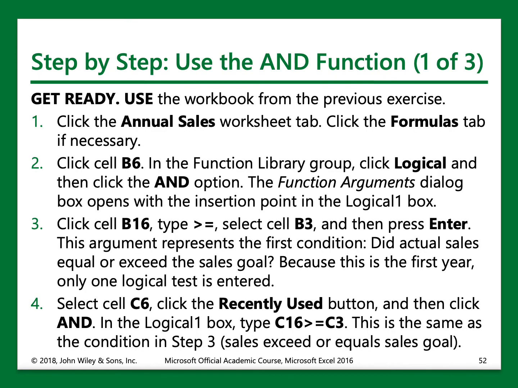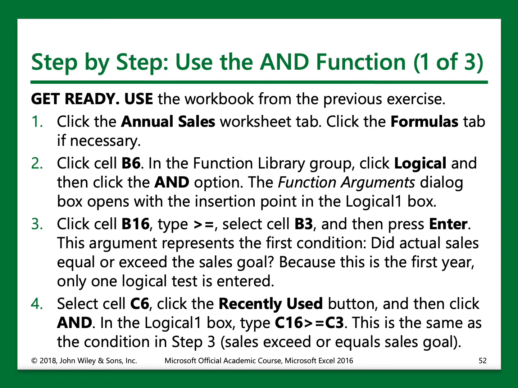So click the Annual Sales Worksheet tab, click the Formulas tab, go to B6 and use the AND operation. So we're going to look at whether or not B16 is greater than or equal to B3 and then hit enter. So that's the first condition. Did the actual sales equal or exceed the sales goal? Because it's the first year, only one logical test is entered.